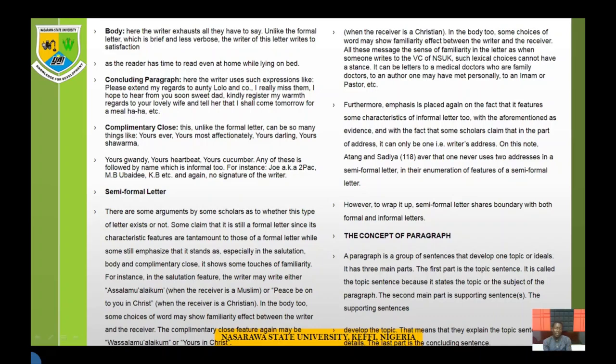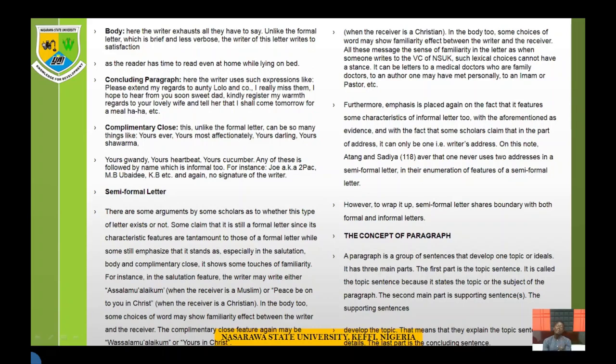There are some elementary things in the choices of words that will show familiarity, and that is not informal letter and that is not formal letter. We call it semi-formal letter. The last topic is the concept of paragraph. The concept of paragraph.